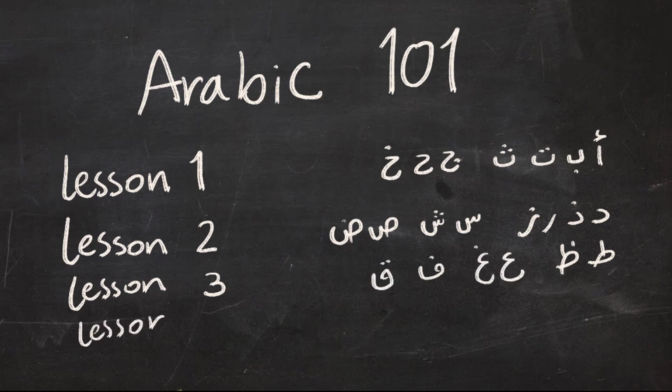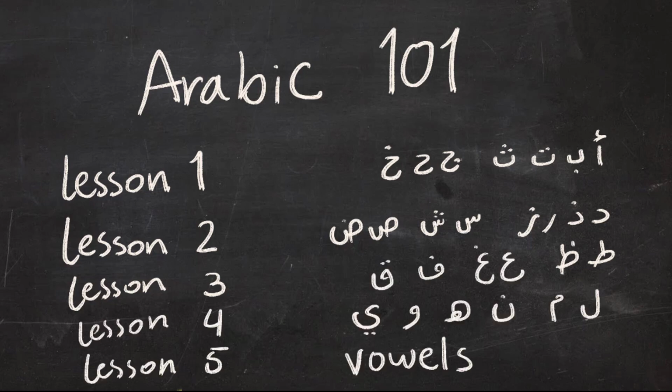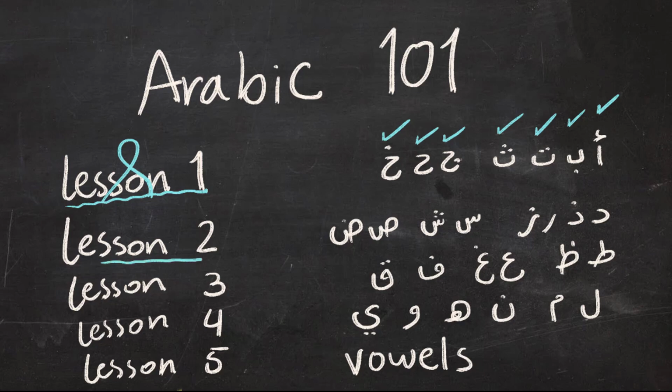In our previous lesson, we covered the first 7 letters: Alif, Ba, Ta, Tha, Jim, Ha, and Kha. So these were the first 7 letters of the first lesson. If you have any problems with them, make sure you check them out one more time before you proceed to lesson 2. Now let's get started with the second lesson.